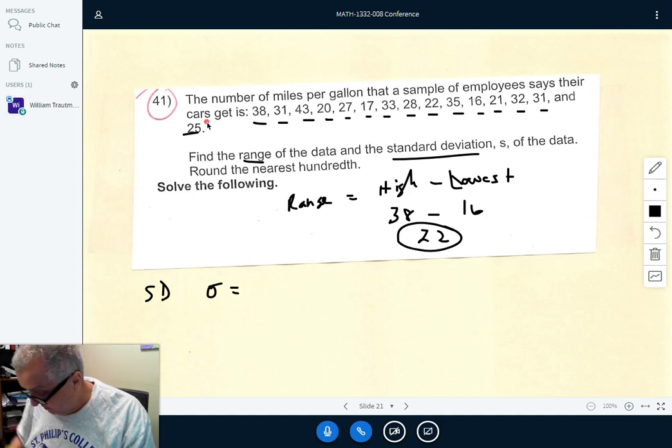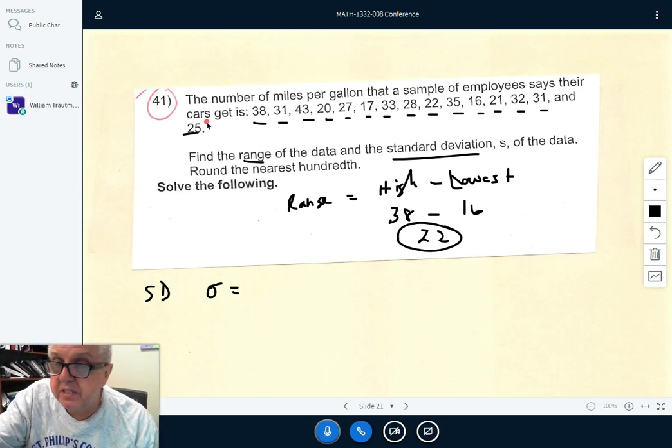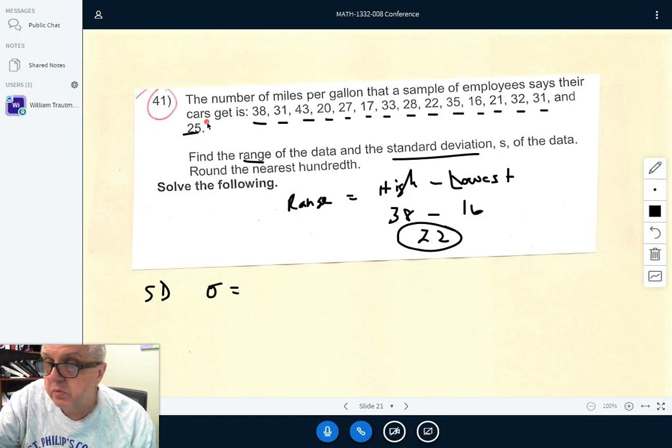38, 31, 43, 20, 27, 17, 33, 28, 22, 35, 16, 21, 32, 31, and 25. So I typed in 15 pieces of data: 1, 2, 3, 4, 5, 6, 7, 8, 9, 10, 11, 12, 13, 14, 15.